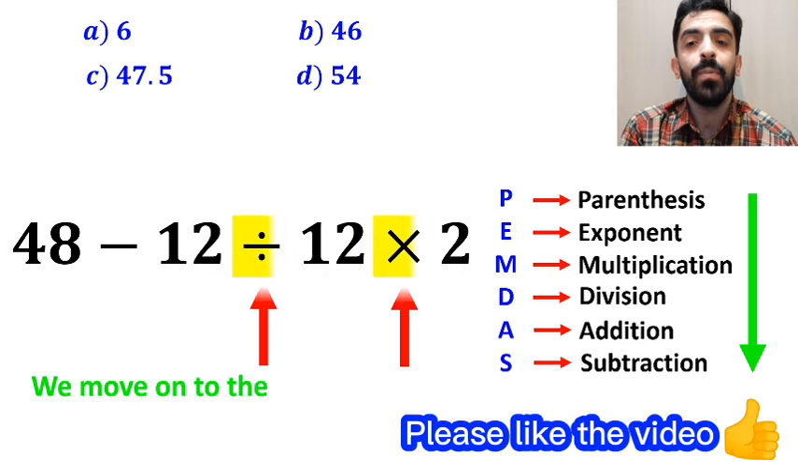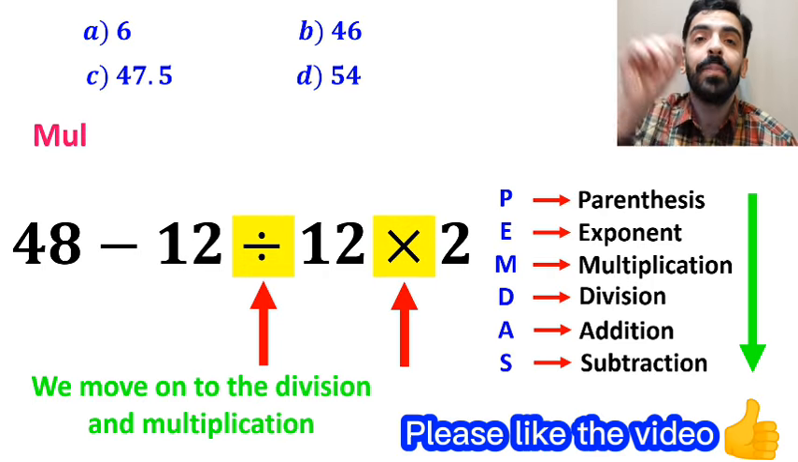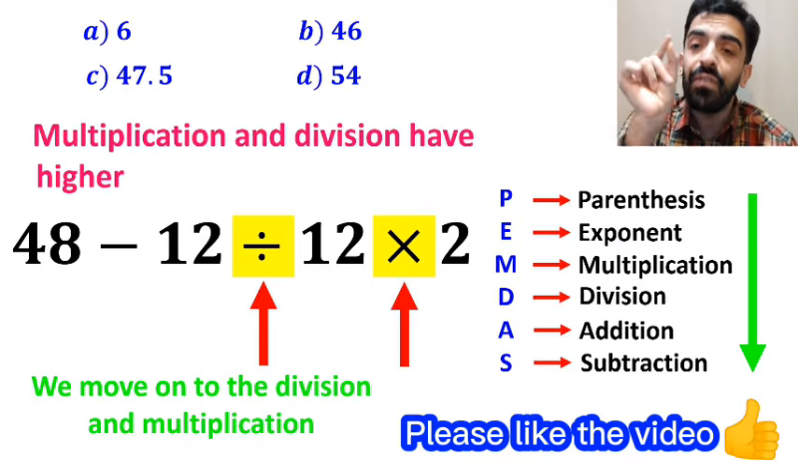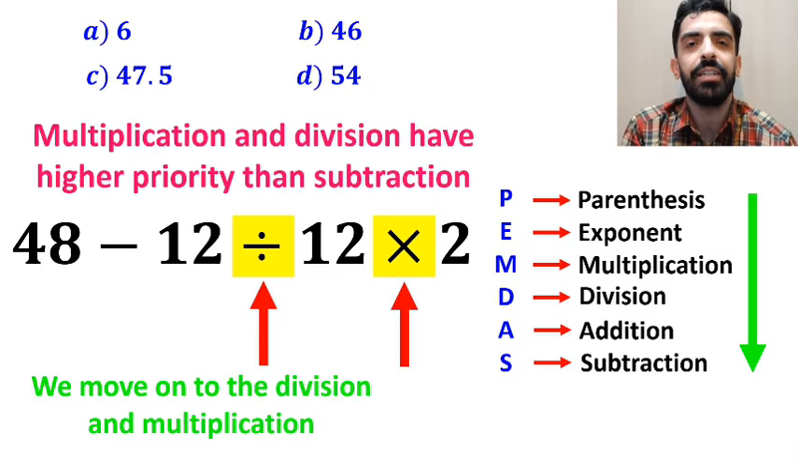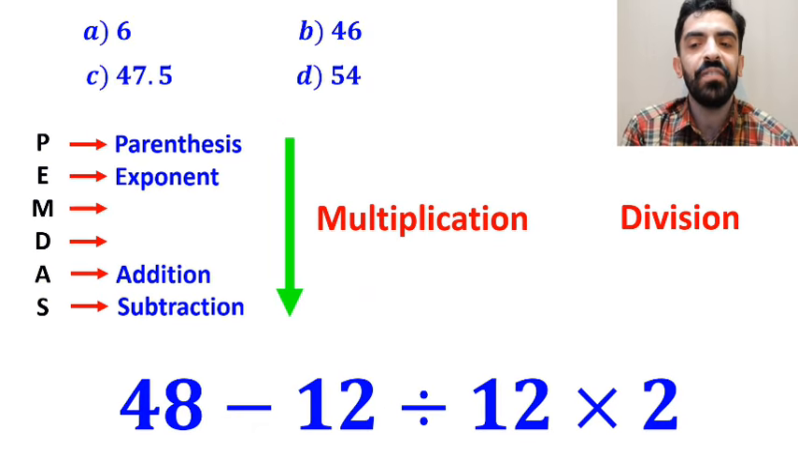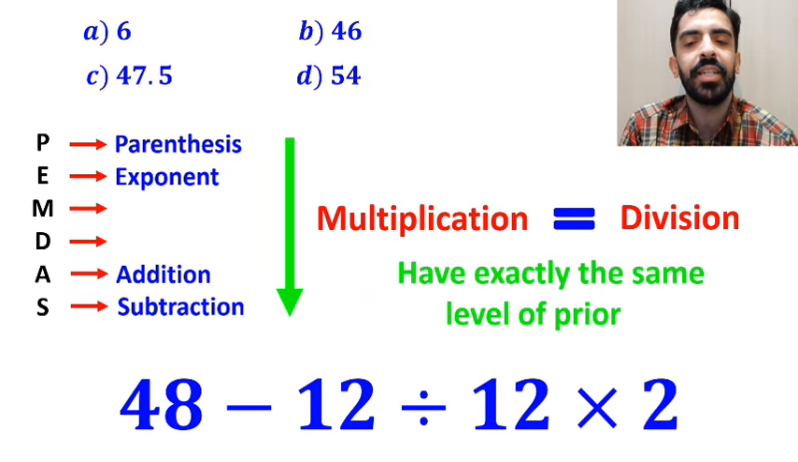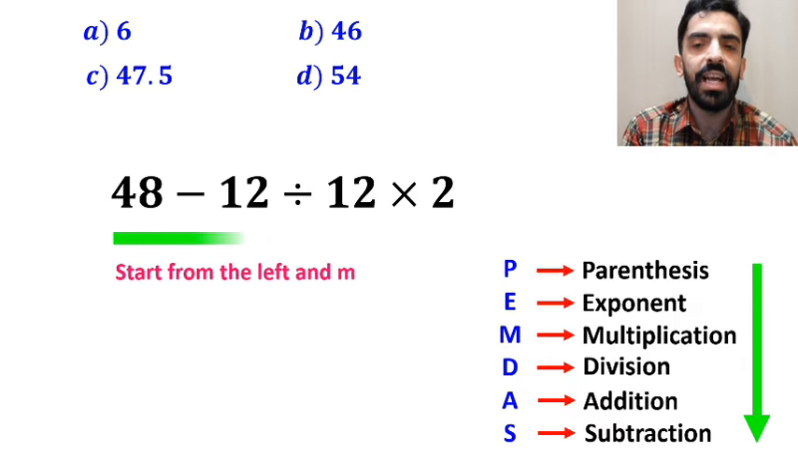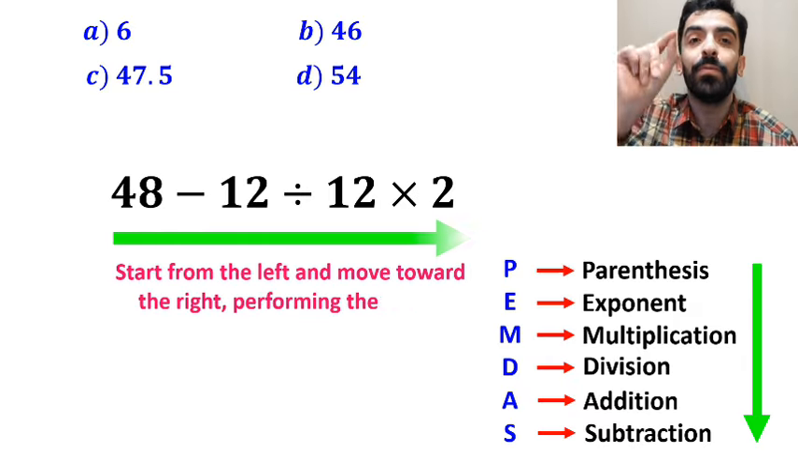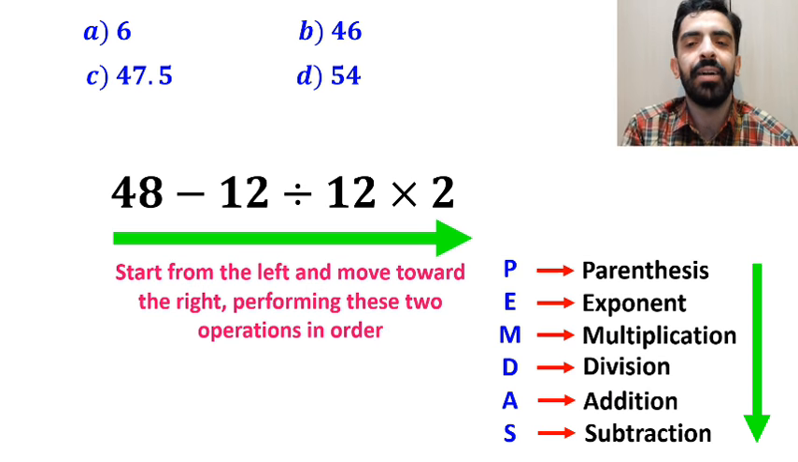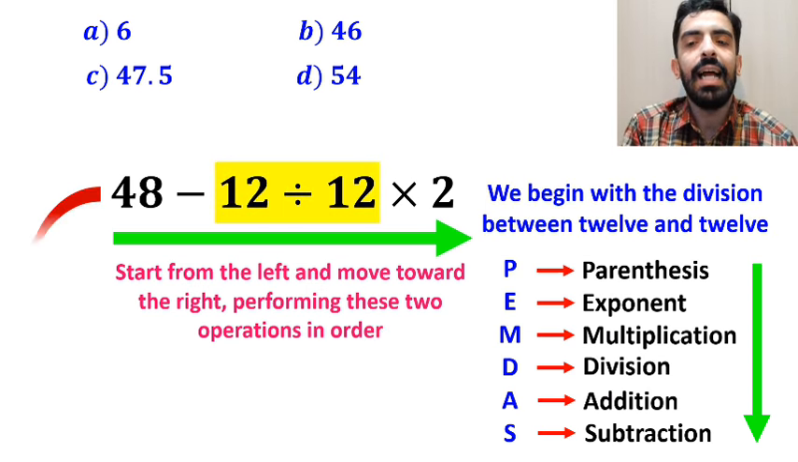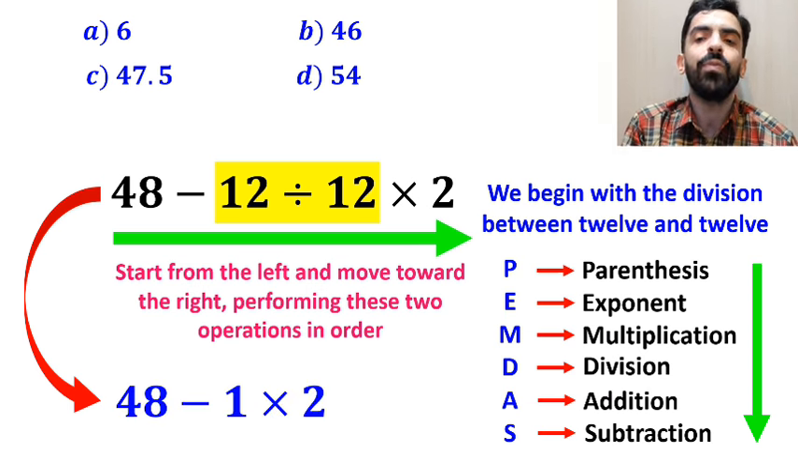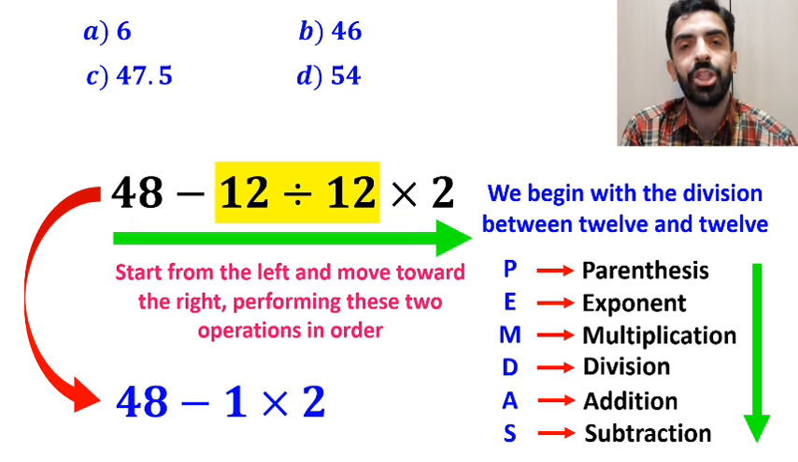In the next step, we move on to the division and multiplication, because multiplication and division have higher priority than subtraction. However, it's really important to understand that multiplication and division have exactly the same level of priority. In this situation, the best approach is to start from the left and move toward the right, performing these two operations in order. So, we begin with the division between 12 and 12, and instead of this expression, we can write 48 minus 1 times 2.